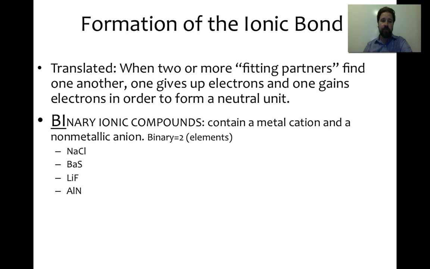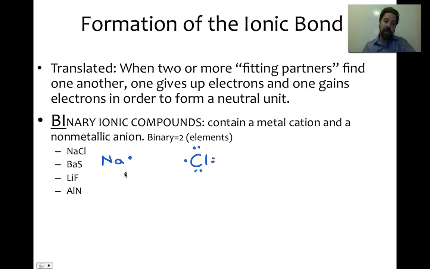Okay, now the ionic bond forms when 2 fitting partners find one another. Now, here's what I mean by fitting partners. Okay, so sodium is a group 1 element, so it has 1 valence electron. Chlorine is a group 17 element, so it has 1, 2, 3, 4, 5, 6, 7 valence electrons. Now, each one of these atoms is on a mission to become stable. They both want 8 in their outer shells.